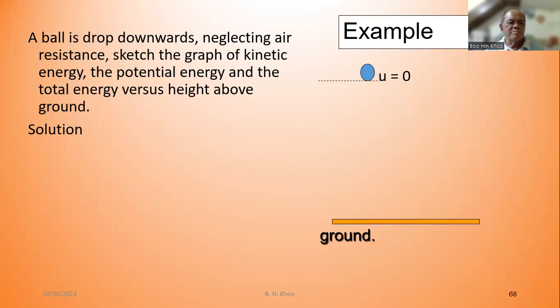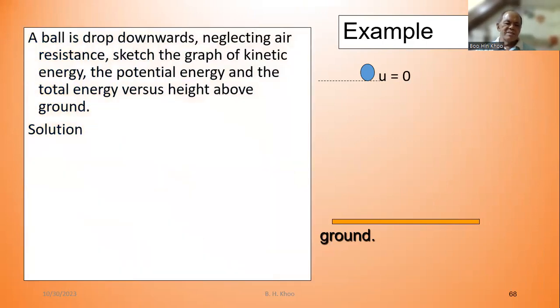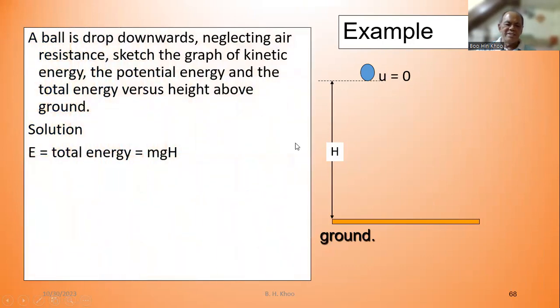A ball is dropped downwards, neglecting air resistance. Sketch the graph of kinetic energy, potential energy and total energy versus height above the ground. Right? We just roughly know the equation. Total energy is mgH, where H is the height where you drop the object. It has zero speed initially. It is at rest. This is mgh, where h is the height above the ground.